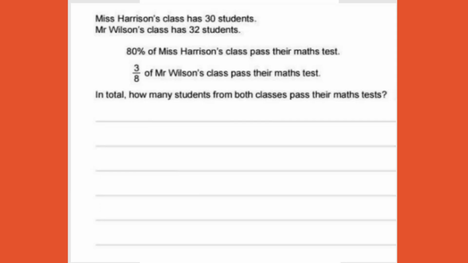To solve this problem, you have to know what the key words mean. In this problem, we have the numbers 30 and 32. The question then asks for a sum. We have to find 80% of 30. 80% can be written as a decimal, fraction, or percent. 24 students in Ms. Harrison's class passed their maths test.